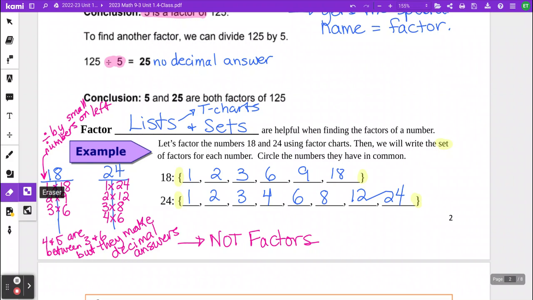Now we're going to do something really cool. Now we're going to do what's called greatest common factor. What that means is once I've got my 2 lists built, I try to find out what numbers they have that are identical. Do they have any identical numbers?